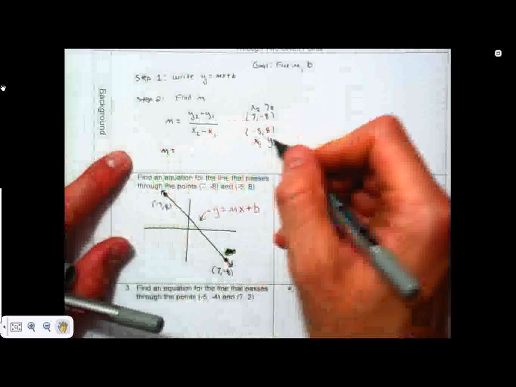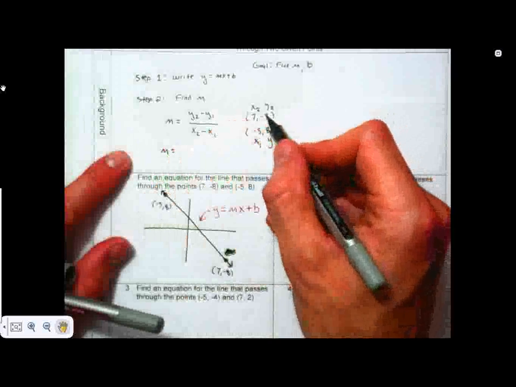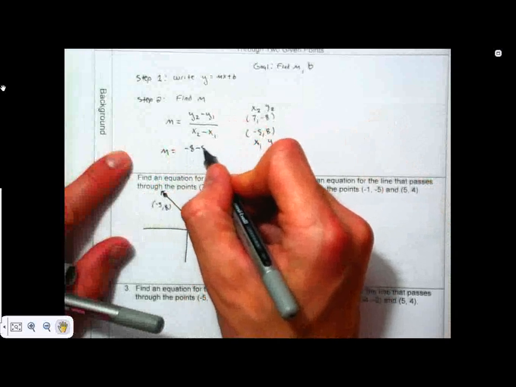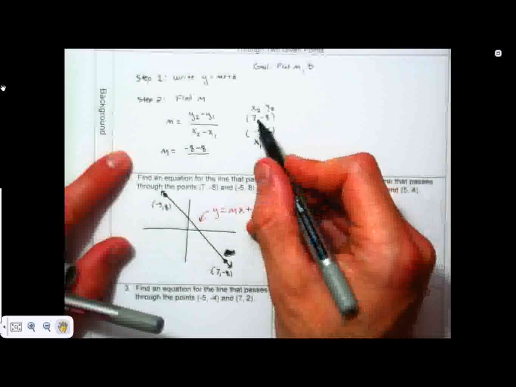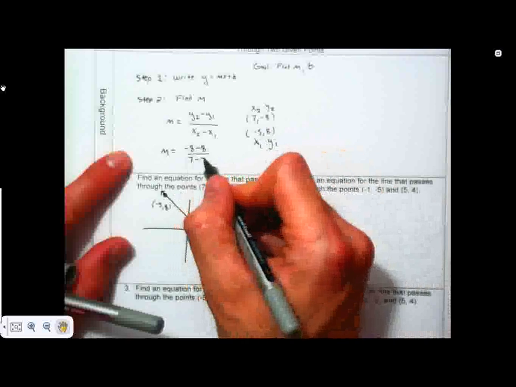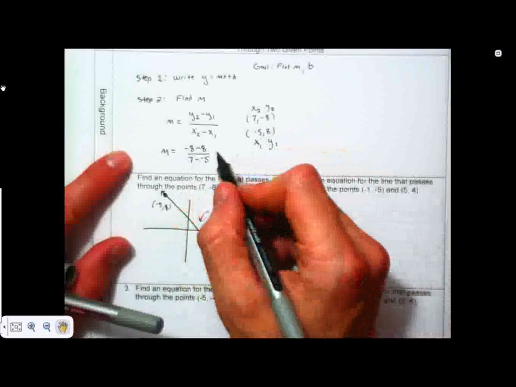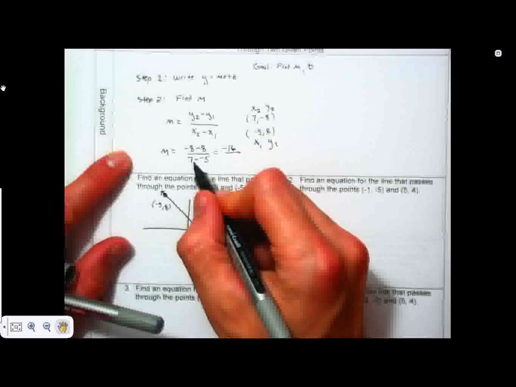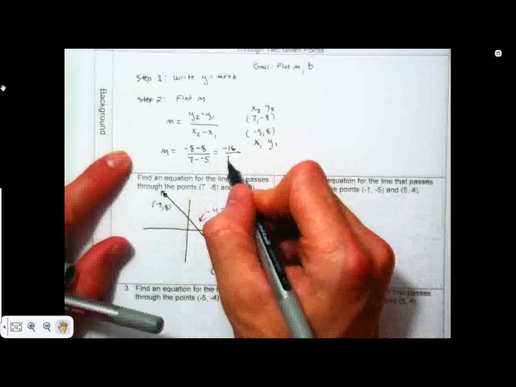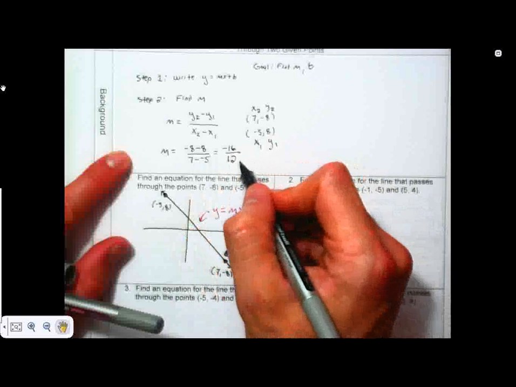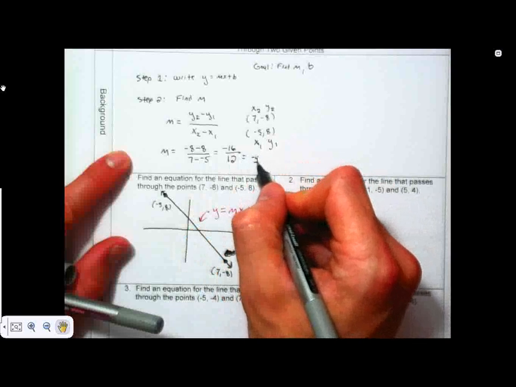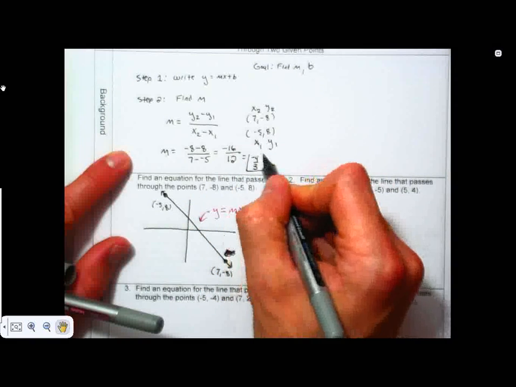When I plug my information in, y2 minus y1 is -8 minus 8. On the bottom, x2 minus x1 is 7 minus -5. If I do a little simplifying, -8 minus 8 is -16, and 7 minus -5 is 12. If I reduce that, I get an answer of -4/3. So that is my slope.